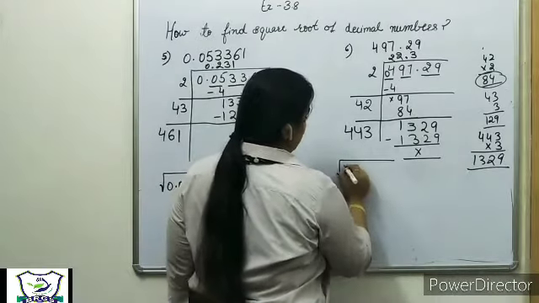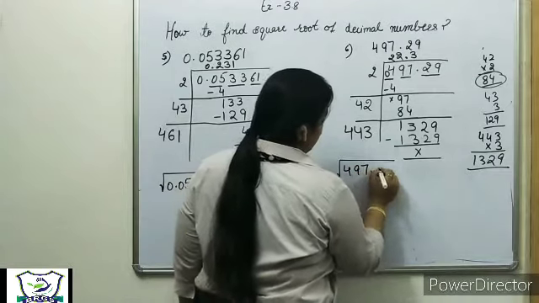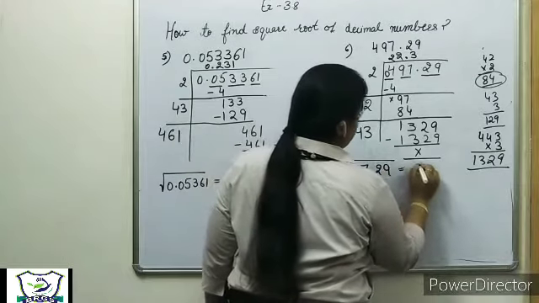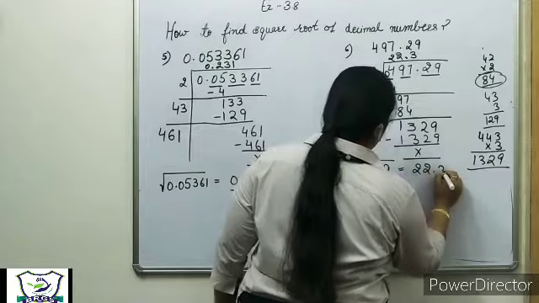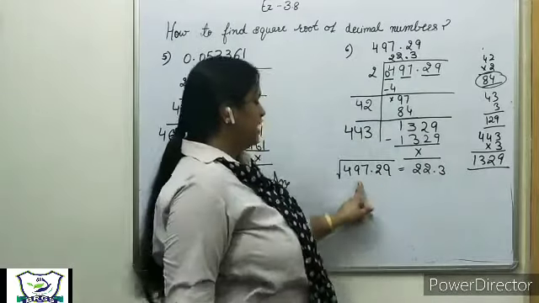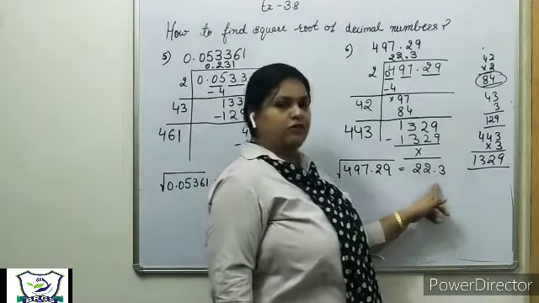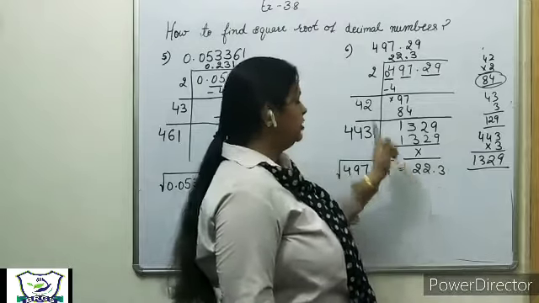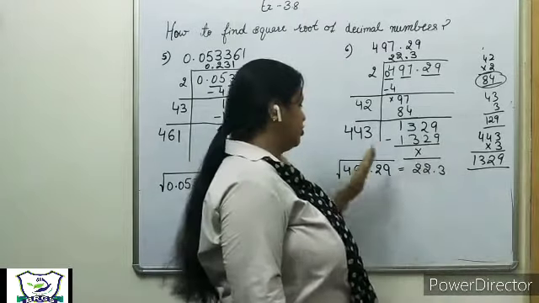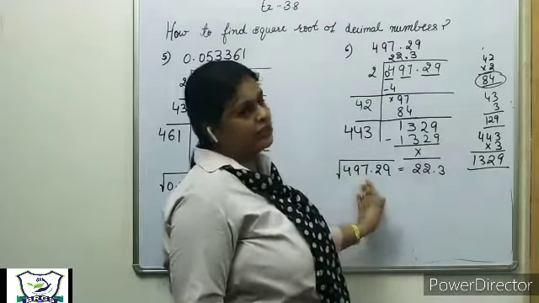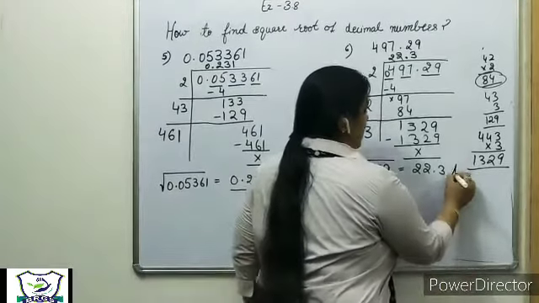So the square root of 497.29 is 22.3. 497.29 is the square of 22.3 and 22.3 is the square root of 497.29, and this is our answer.